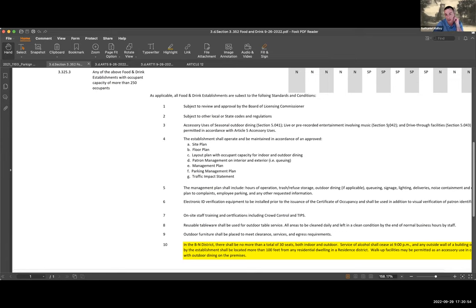Typically we ask for that, but we could try to have it in a standard condition here. So whether it's part of the management plan or it becomes just another bullet under four or something. I don't know. So yeah, it's interesting. I think we could maybe get some language in there. Yep. Thank you. Jennifer.